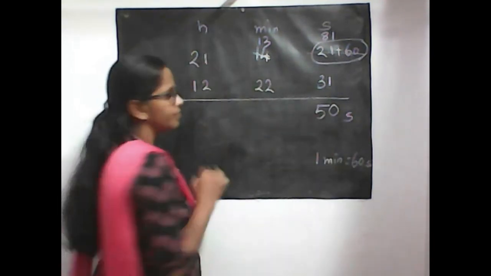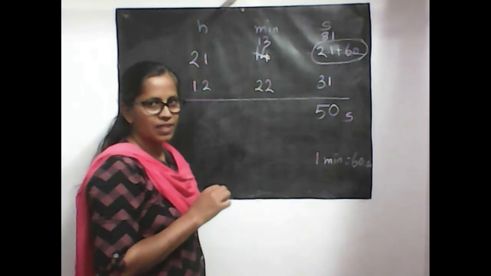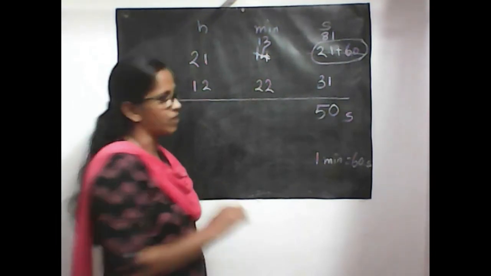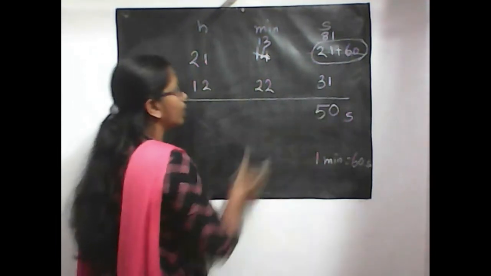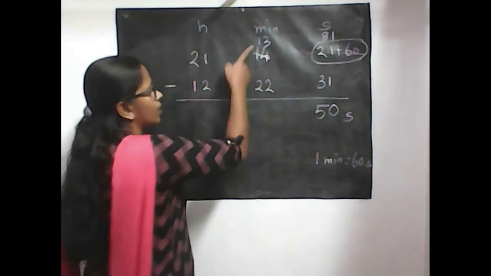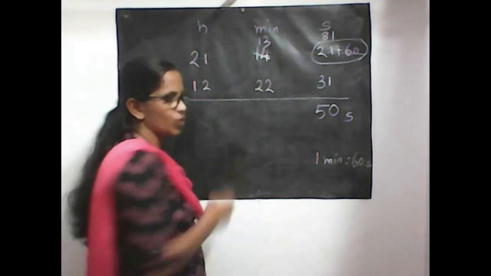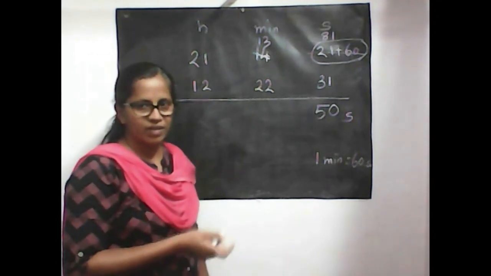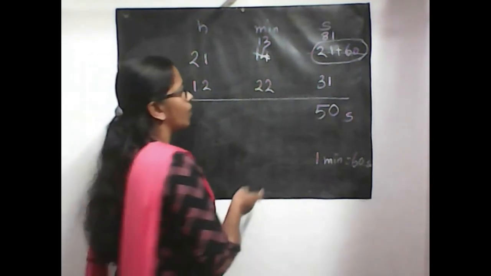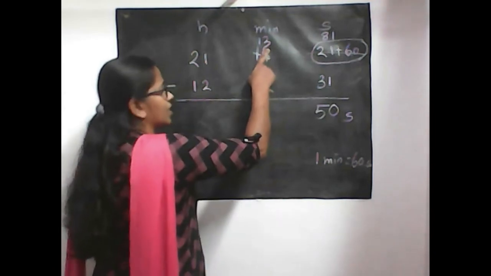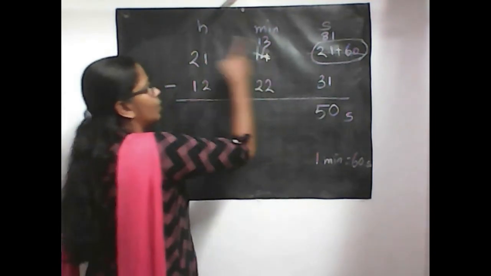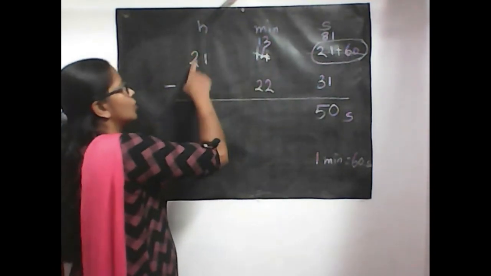Then come here. Step by step you have to remember and do it. Seconds is over. Then come to minute. Look at the number. 13 minutes. From 30 minutes we cannot subtract 22, because 22 is larger than 13. So what do you have to do? Make 13 greater. How will you do? Borrowing from hour. So borrow from here.